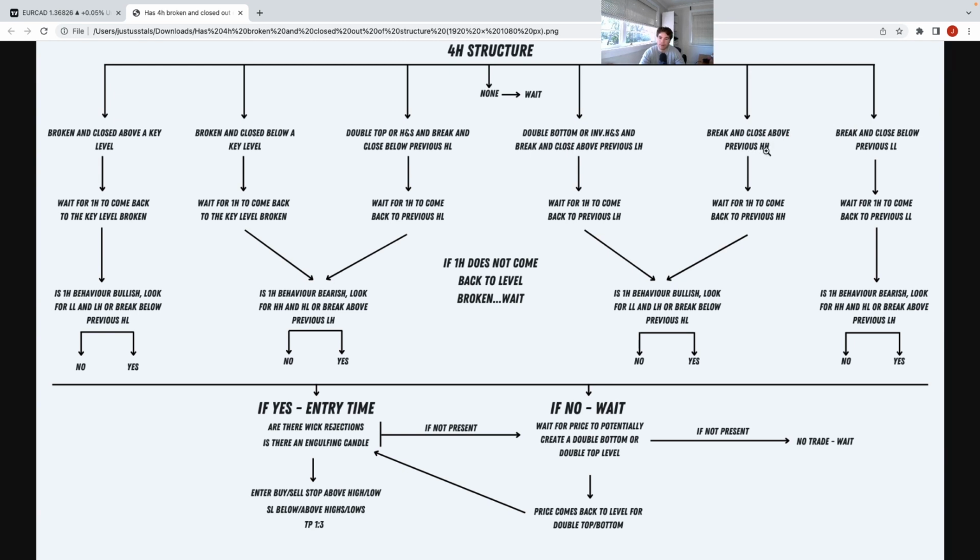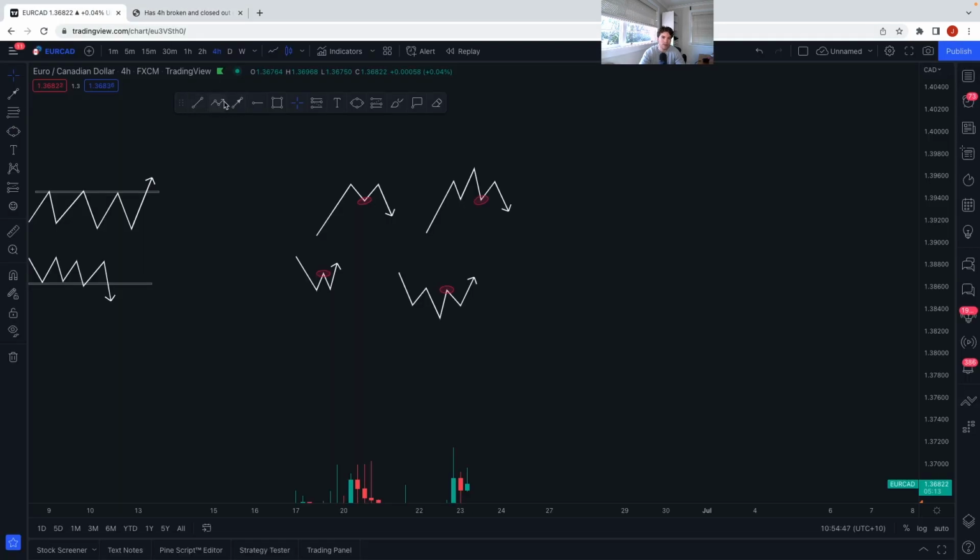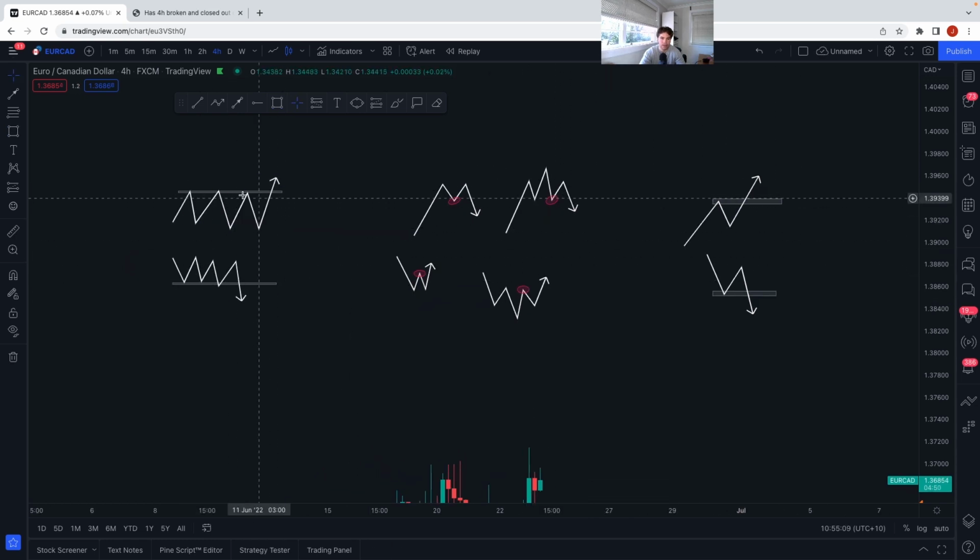Break and close above a previous higher high, break and close below a previous lower low. Okay, so this one is just price is trending and we break and close above a previous higher high. It's literally it. Break and close above the previous higher high, or we're trending down and we break and close below the previous lower low, pardon me.